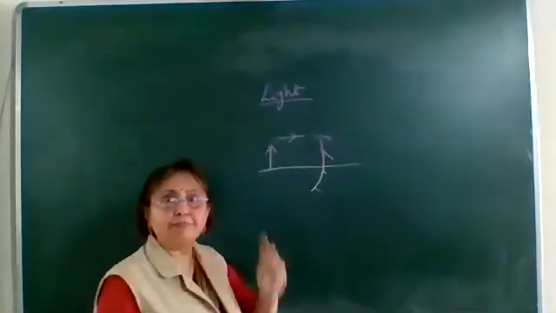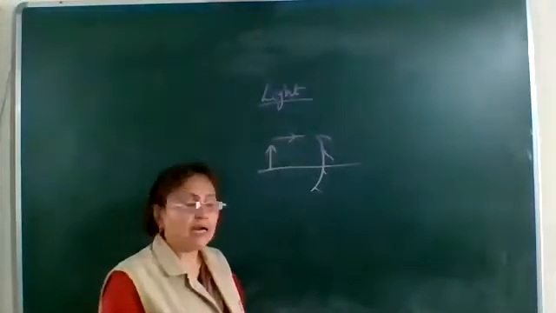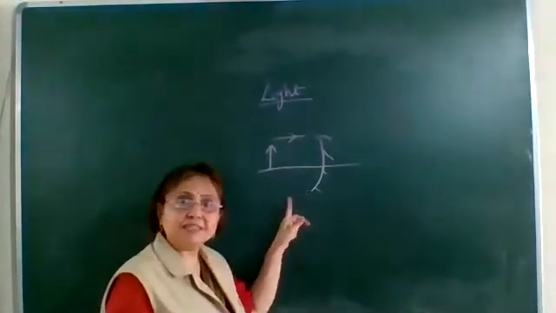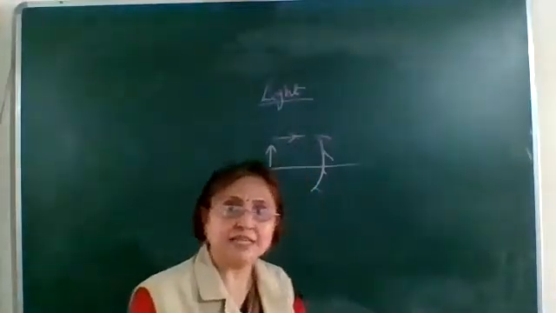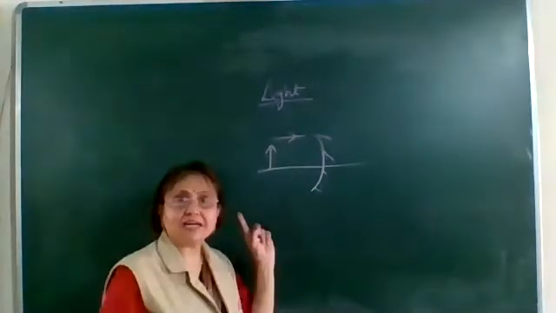Distances measured above the principal axis are taken as positive, whereas distances measured below the principal axis are taken as negative. Okay, so these are the sign conventions.